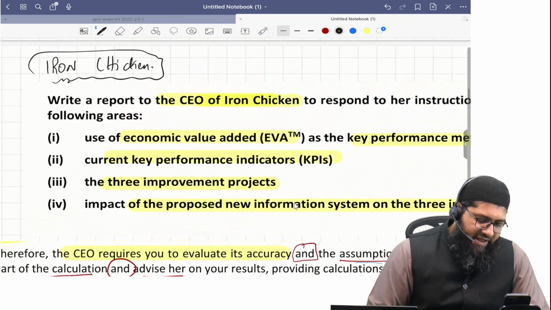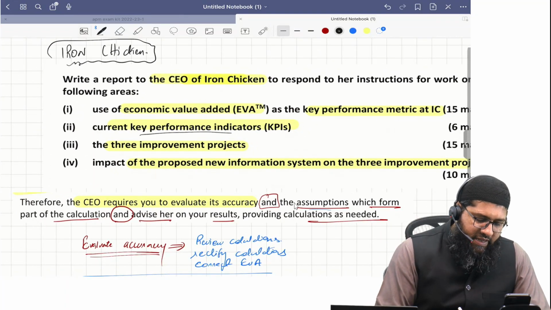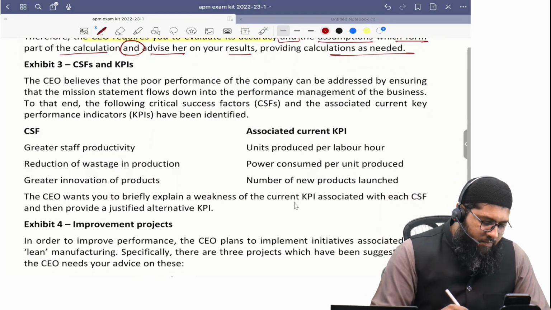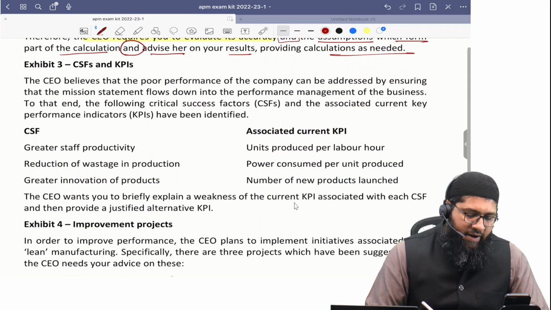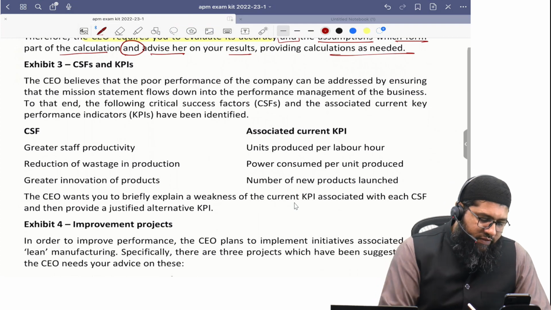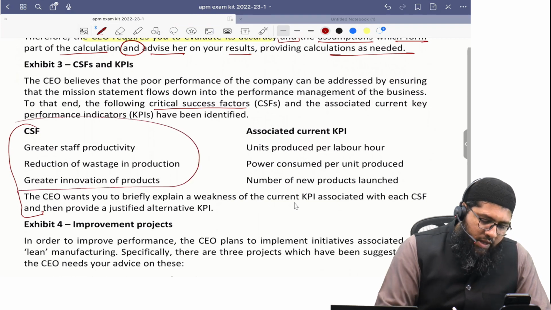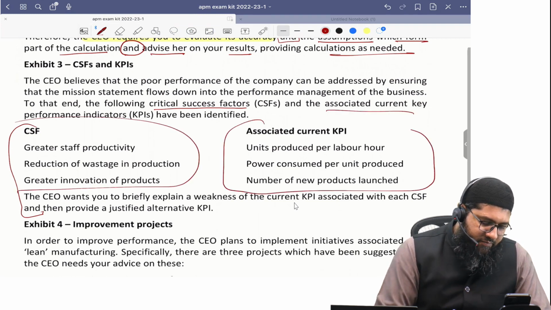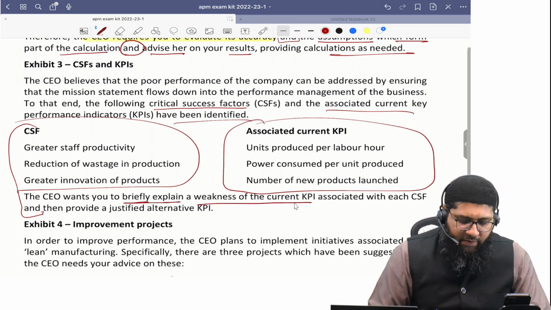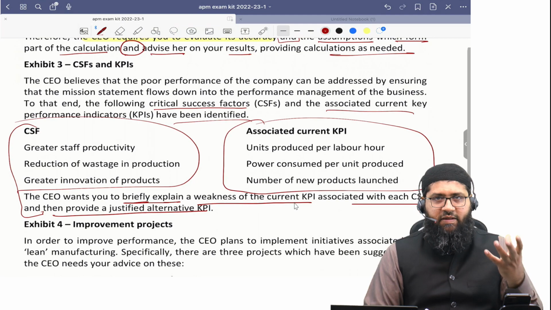Now, let's move on to the next requirement, where it says to write a report for the current key performance indicators. Now, what is there in the question with respect to current KPIs? It says the CEO believes that poor performance of the company can be addressed by ensuring the mission statement flows down into the performance management of the business. To that end, the following critical success factors and the associated KPIs have been identified. The CEO wants you to briefly explain a weakness of the current KPI associated with each CSF and then provide a justified alternative KPI. A very, very simple requirement.